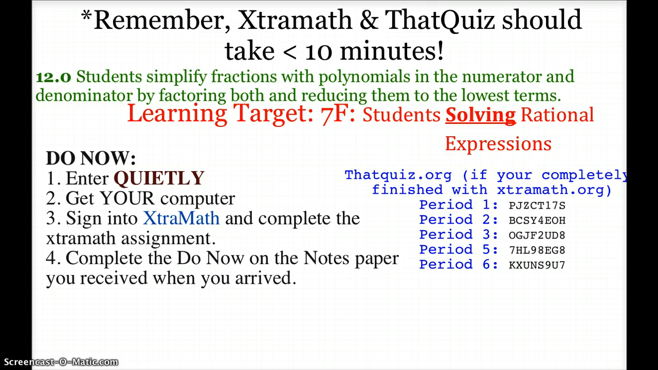Extra math in that quiz, if it's more than 10 minutes, taking too much time. We don't want to waste any time. The year's coming up and ending pretty soon. That quiz, if you're done with all your extra math, etc., your codes are here.